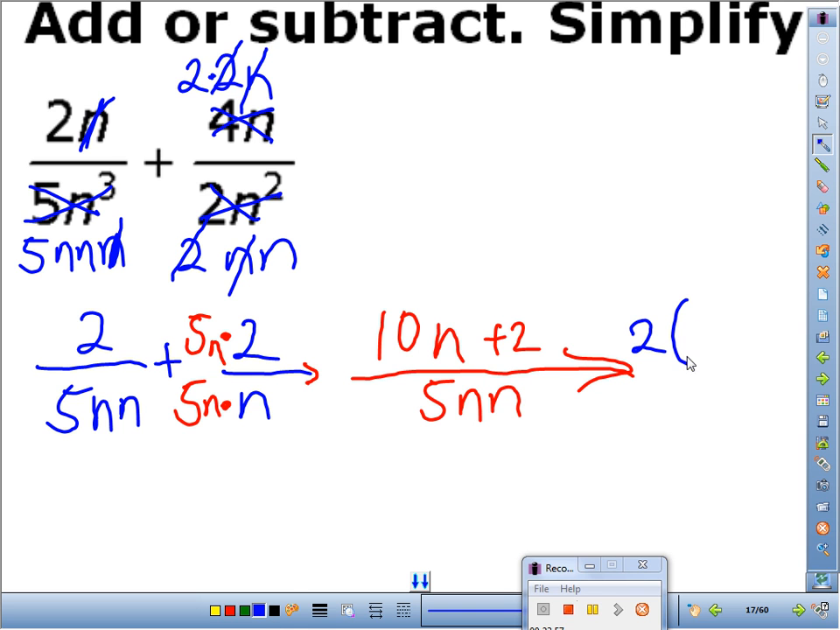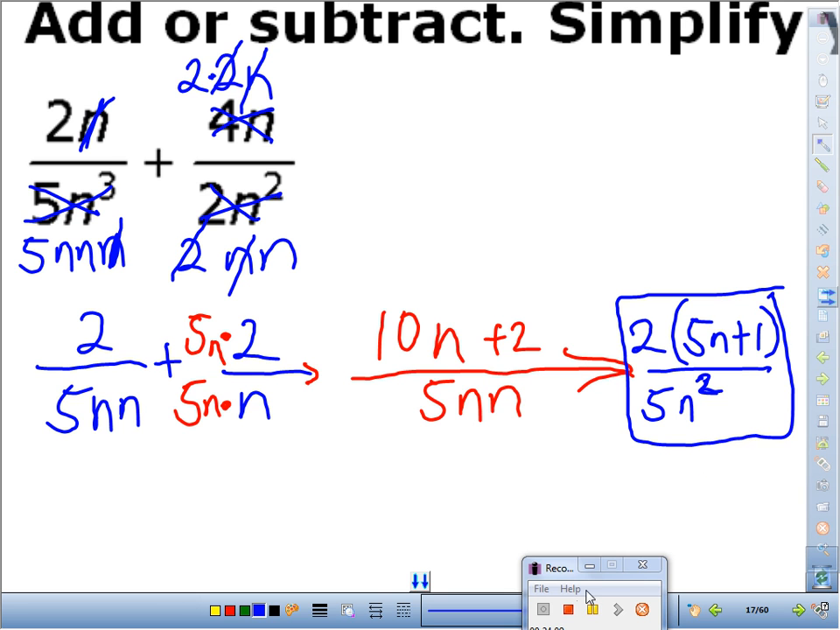GCF is 2. We're left with 5n plus 1. And down here we have 5n squared. Do we have any giant ones? No. And that's our sum. Copy that, please. But what if it was a fraction though? As long as there's no addition, you can factor out or subtract. Okay, here we go. Copy this next one down, please.